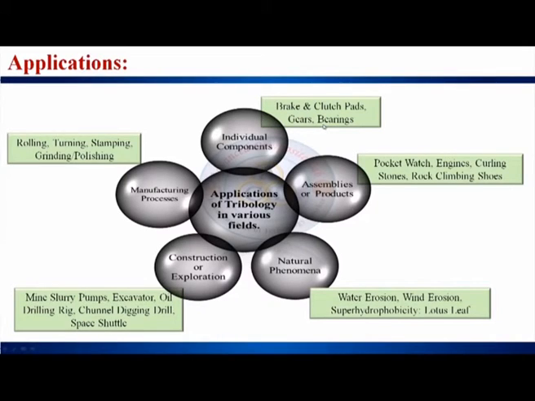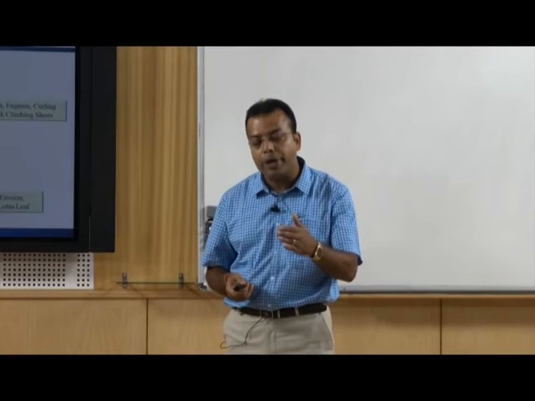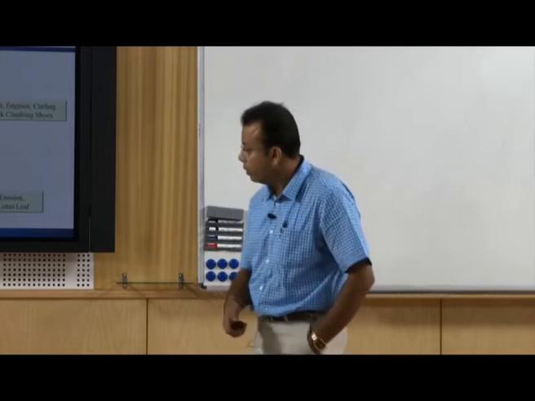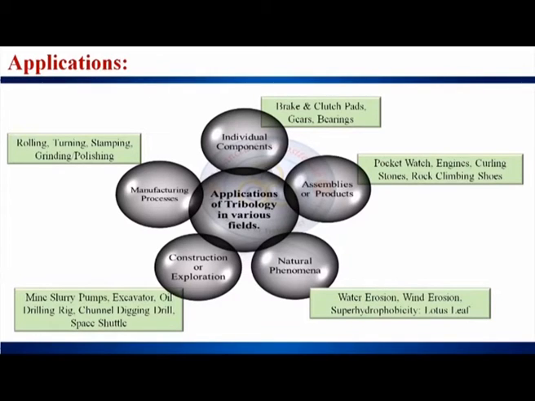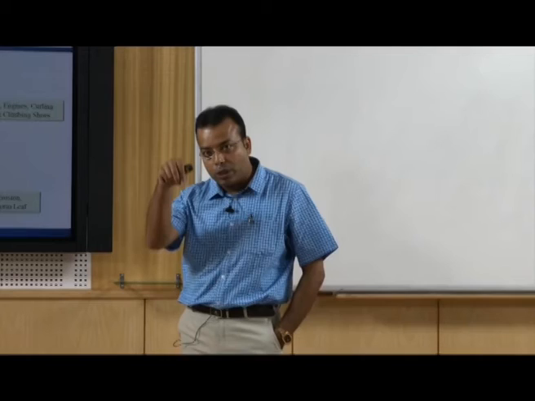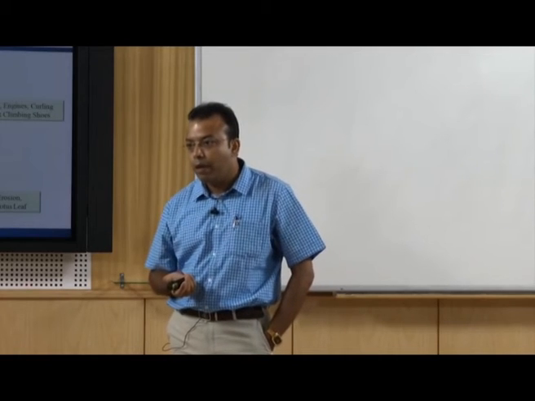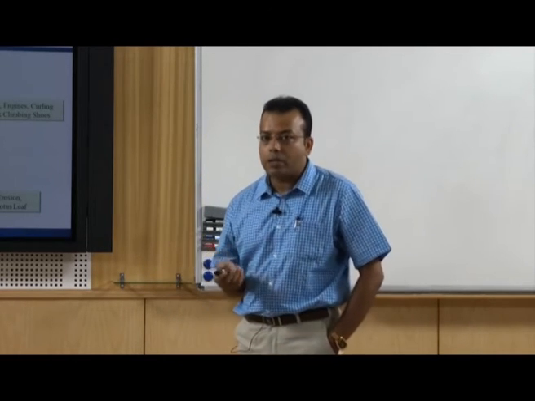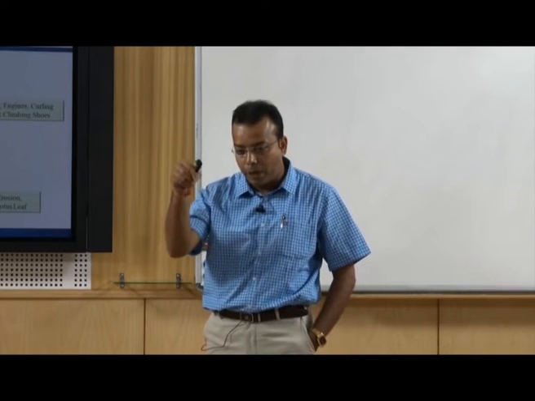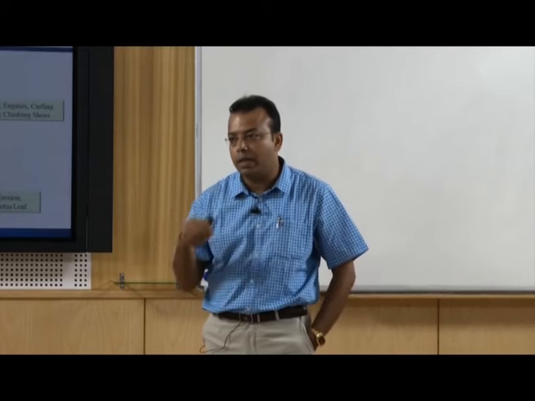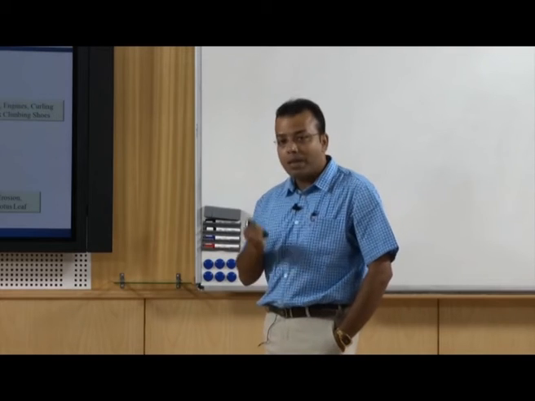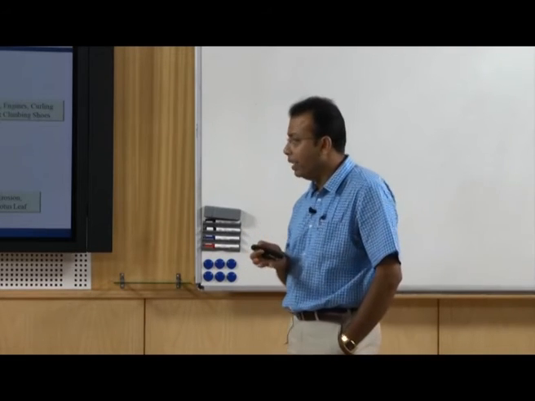Assemblies of products: pocket watch, engines, curling stones, rock climbing shoes. So, it is everywhere. Not only that, when we put our hands inside the pocket, it also creates some kind of friction and tribological aspects are going on. Then the natural phenomena: water erosion, wind erosion, super hydrophobicity, lotus leaf. When a water droplet comes on the lotus leaf, it also creates some kind of friction. Not only that, when rain drops onto our vehicles or our bodies, certain friction takes place, though the value is very small or negligible.